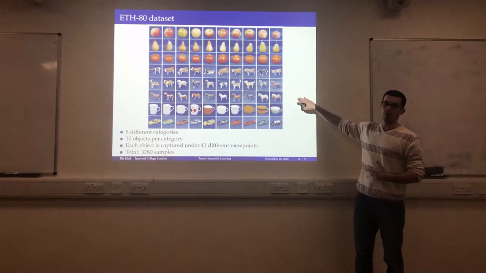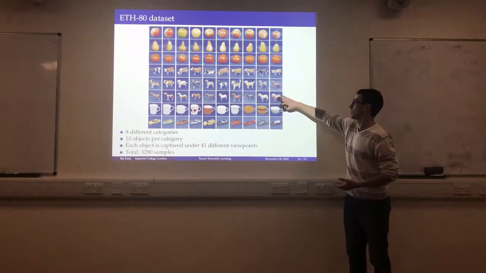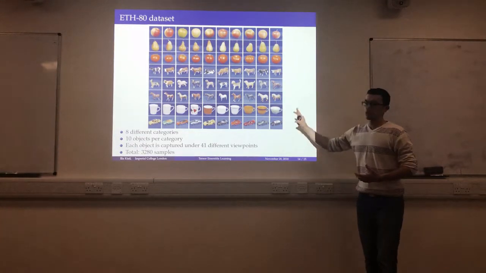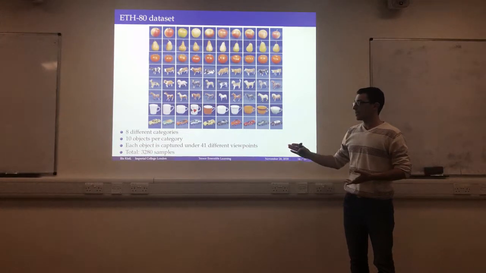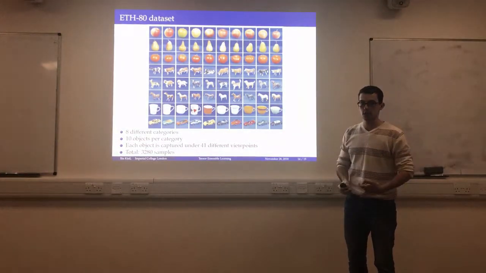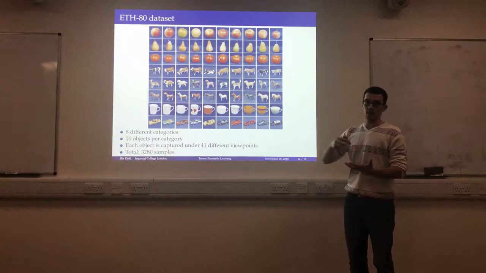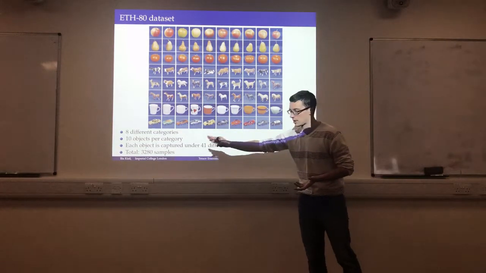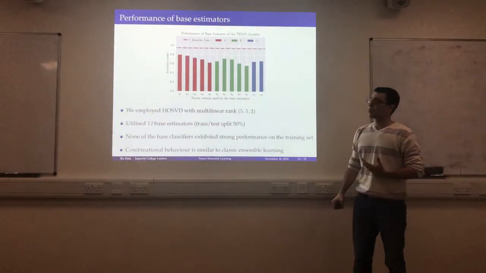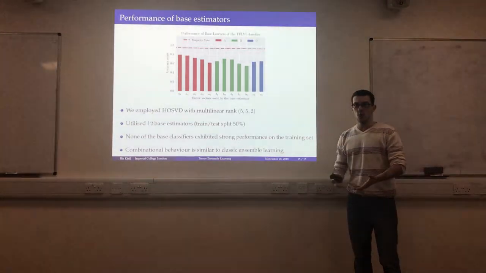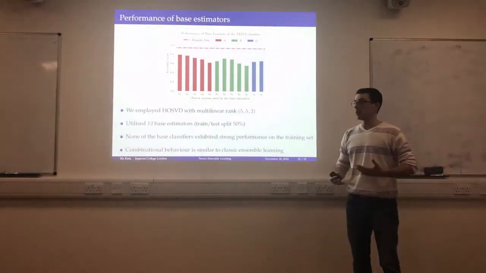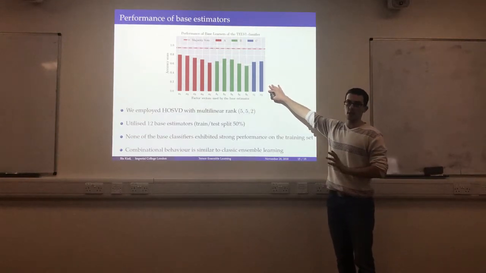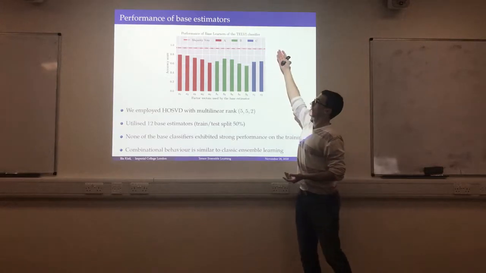some of which look very much alike, like over here, with horses, dogs, and cows, or apples and tomatoes. Each of these 8 categories contains 10 different objects, and for each object there are 41 images taken from various angles. All of it totals 3,280 samples. First we evaluated our model in order to see whether it performs as classical ensemble learning, meaning that the weak estimators, after their decisions are combined together, provide increased performance.